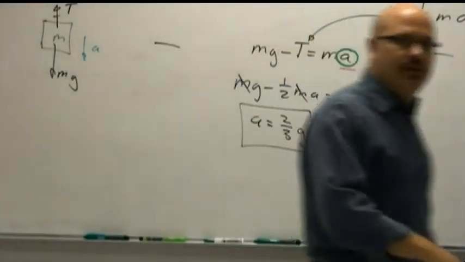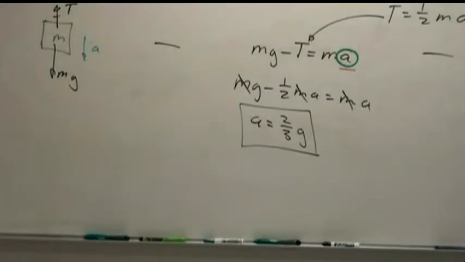How do you know it must be less than? Because it's not in free fall. If it's in free fall, the best it can be is g. Or the largest it can be is g. All right.